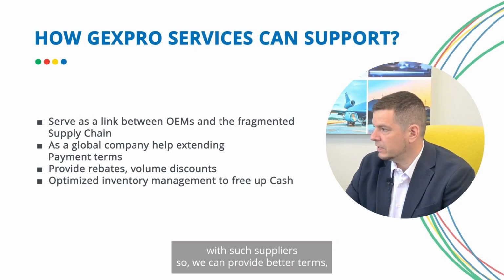So when talking about the cost structure of a customer, you can see that they have A parts, B parts, and then they have their tail spend, which is the last, let's say, 20% of their total spend. However, it is fragmented across several different suppliers, and in this tail spend they don't really have buy power. That's where Gexpro Services can help, because we have good cooperation with such suppliers.